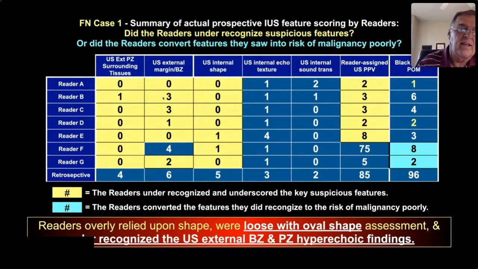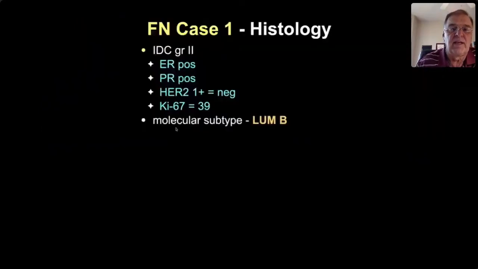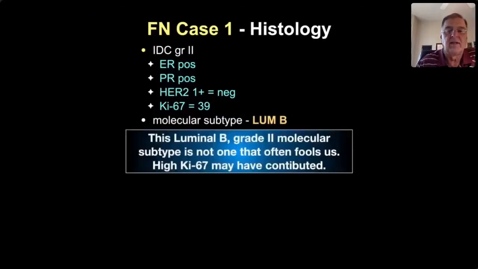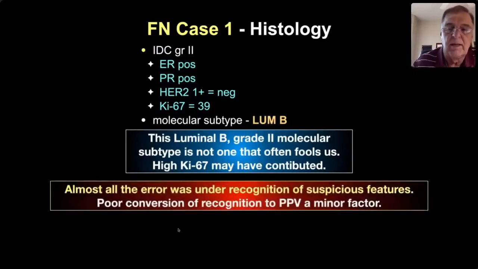Now what about the thin capsule? Well, 0 means they saw a complete thin capsule. So 2 readers said they saw a complete thin capsule. 1 means they saw the capsule on front and back, but not on the ends. 2 means it was circumscribed, but they didn't see any capsule. So 4 of the 7 readers really didn't see the capsule. So basically, there were a lot of mistakes made there. This was a grade 2, ER positive, PR positive, HER2 negative, luminal B cancer with a Ki-67 of 39%. It's a bit unusual for a luminal B to fake you out. Usually it's going to be a triple negative or a mucinous that's going to fake us out, but in this case it was a luminal B that we underclassified.